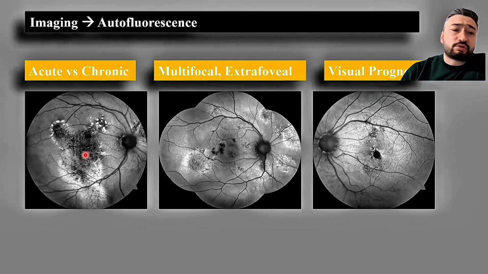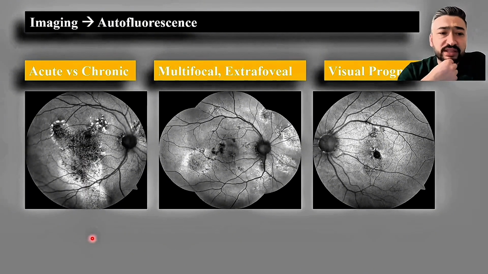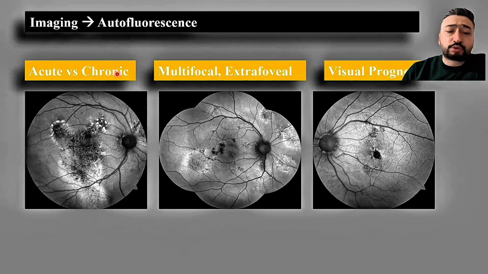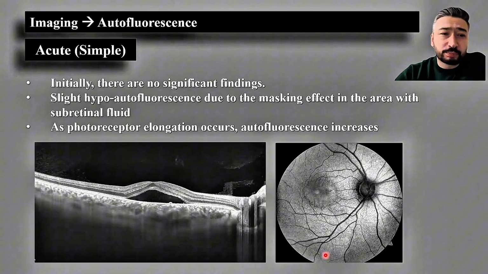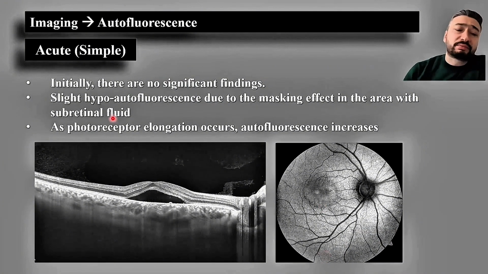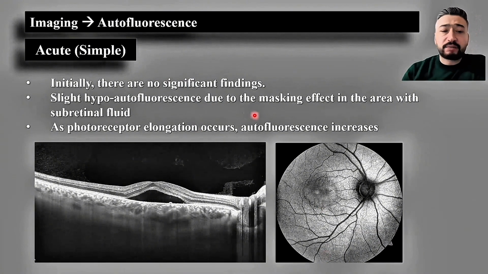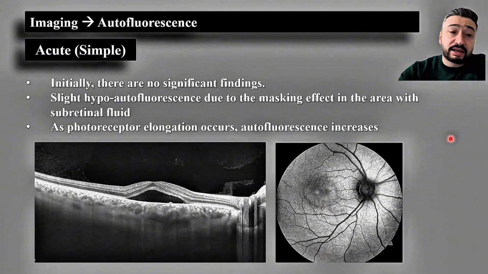After OCT, the imaging method I use most frequently is autofluorescence imaging. Is the disease acute or chronic here? Are there multifocal or extrafocal spots? What is the visual prognosis? I can tell all of this by looking at autofluorescence. In acute simple patients, it does not show very clear findings at first. A mild shading or a masking effect may occur depending on the effect of the fluid. As photoreceptor elongation begins, autofluorescence increases in acute simple patients.